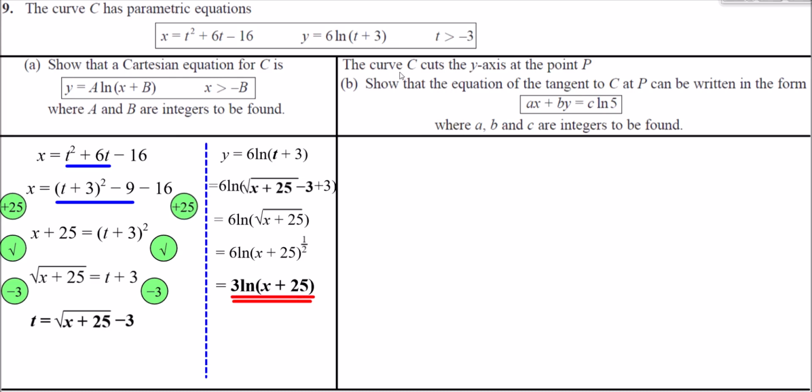For the second part, we're told now that curve C cuts the y-axis at point P. We need to work out the equation of a tangent to C at P and show it can be written in this form.